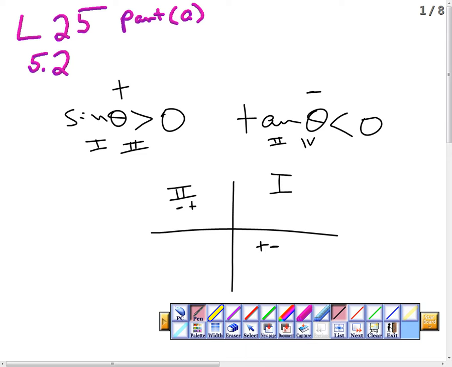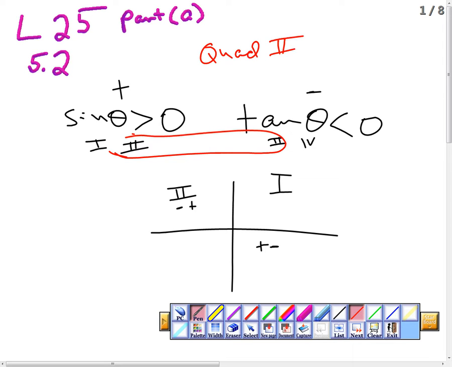So you want to look at the intersection. What's common between both of these? 2, right. So our answer here is quadrant 2. Okay?